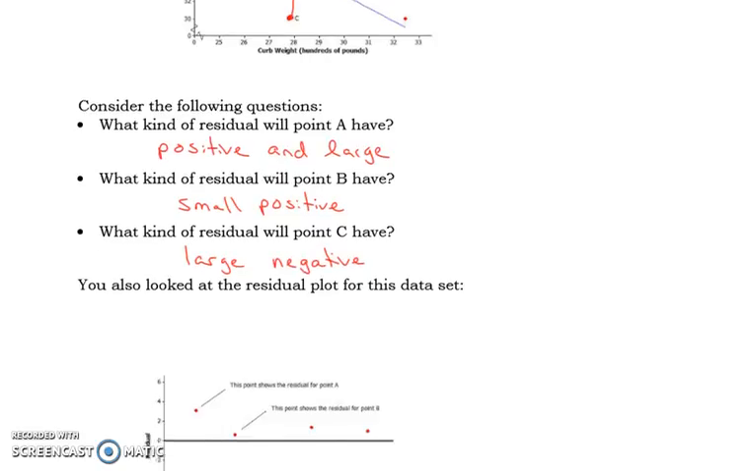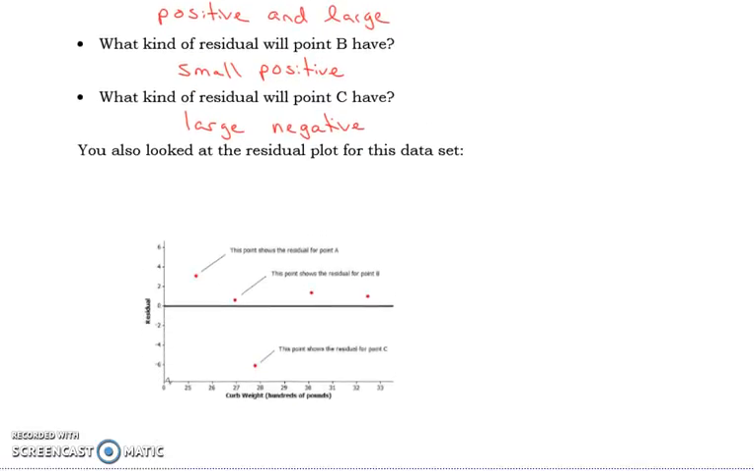So now what we're going to do is look at the actual residual graph. Notice that for point A, it's above the line, above the x-axis. Point B is above the x-axis, but only a little distance. Point C is below the x-axis, and quite a distance from there. And the rest is the rest of the residuals.